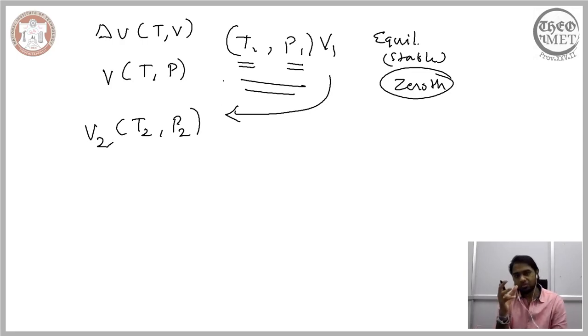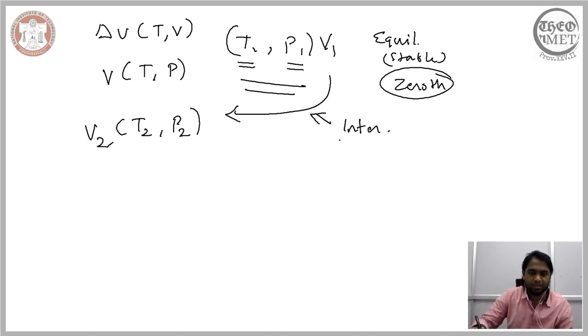Now, since we are using state variables to describe the state of the system, and the change in a state variable depends only on the initial state and final state and not on the path, it is possible for us to introduce an intermediate state. This is something that we considered earlier. Introducing an intermediate state allows us to fix one of the variables and change the other variable.